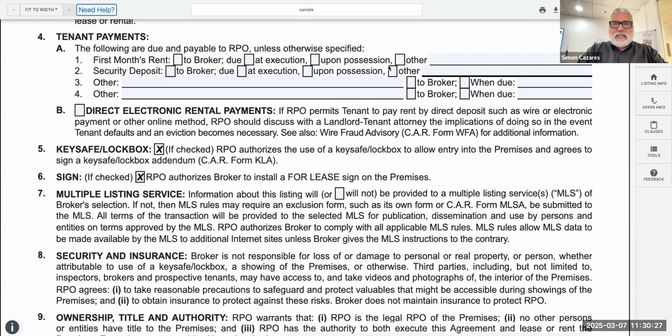Here we go. Is it still allowed to collect first, last, and secured deposit for 1 to 4 units? Yes. We already asked that, I think. Yeah. Okay. Got it.